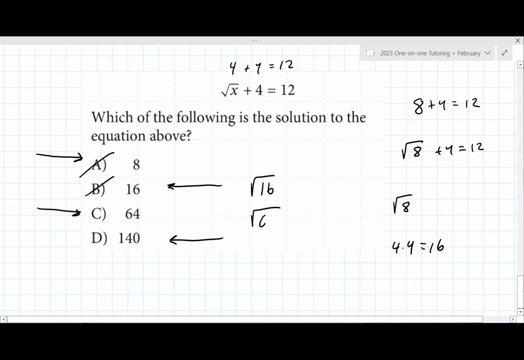What's the square root of 64? The square root of 64 is 8. Okay, it's 8. Is 8 plus 4 12? Yes. Okay. So there's only certain numbers that you can take the square root of, Sourish.